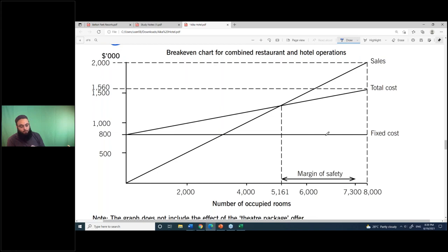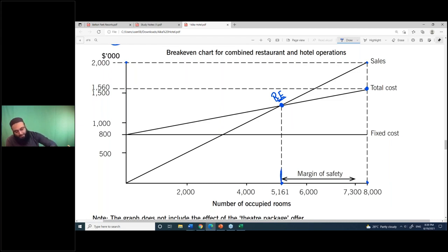So the maximum rooms that they have used here as an example is 8,000, where you will earn 2 million revenue. And on the basis of this 8,000, your total cost will be 1560. What is this? This is the point of no profit, no loss, known as break even, of 5161.